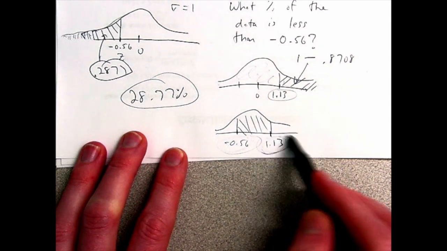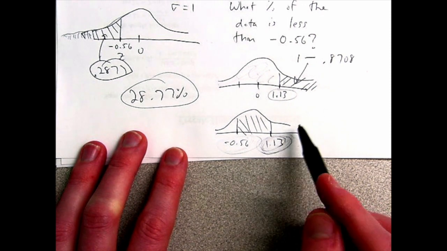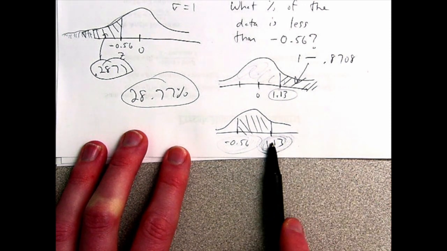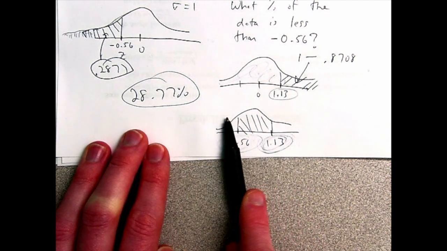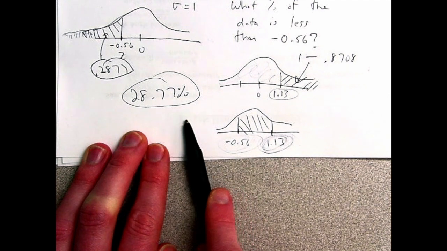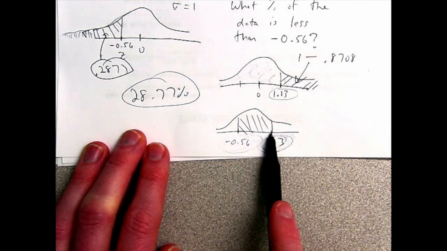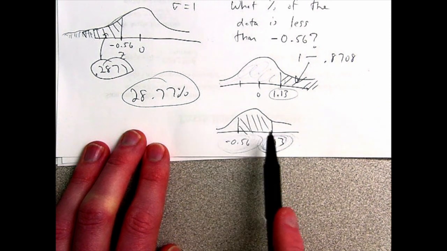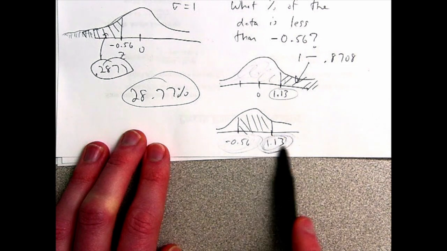And the reason that works is that the area associated with this value, the 1.13, underneath the curve, is going to be everything to the left of 1.13. That's all of this area and all of the white space all the way out to negative infinity. Well, we don't want that, right? We don't want everything to the left of 1.13. We just want this shaded region here.